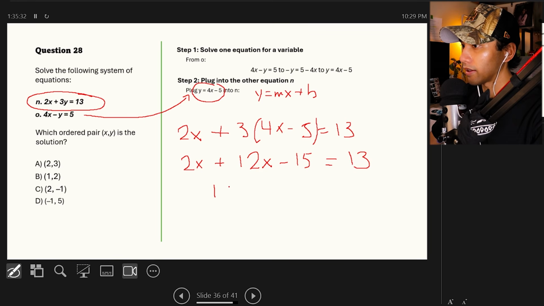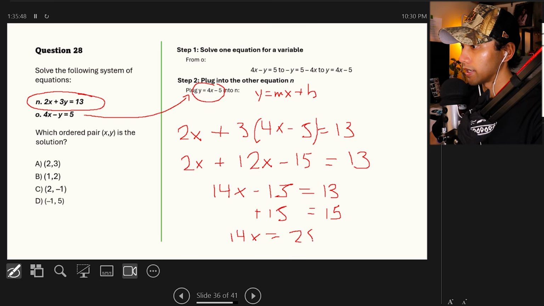And then we're going to add like terms. 14x minus 15 equals 13. And then now we're going to add plus 15 plus 15. We have 14x equals 28.